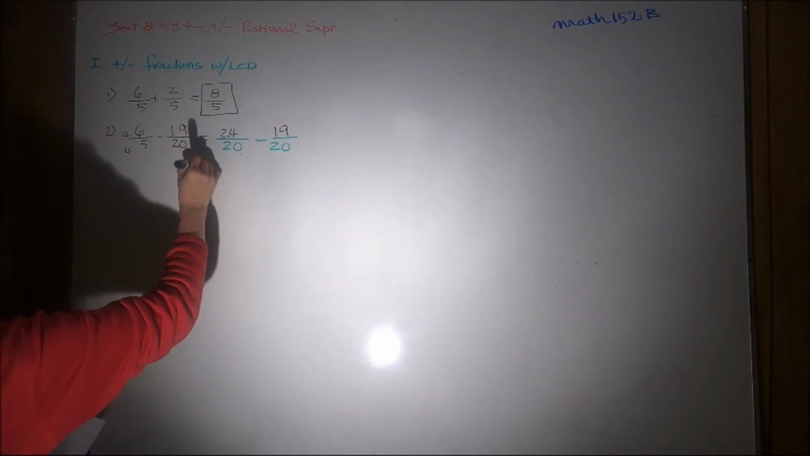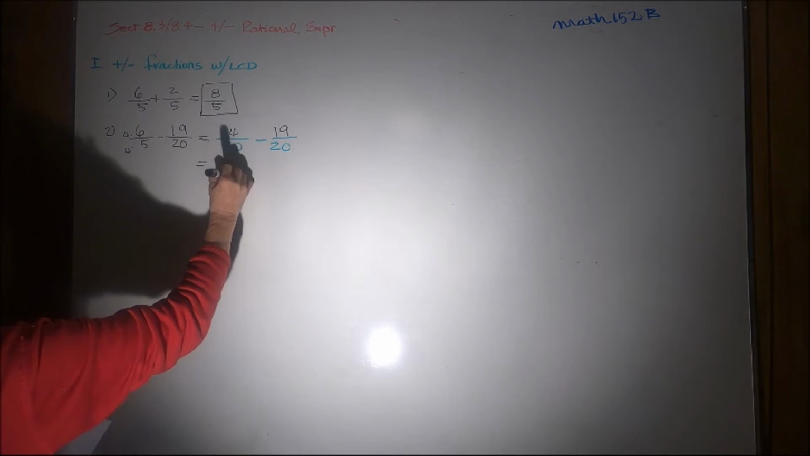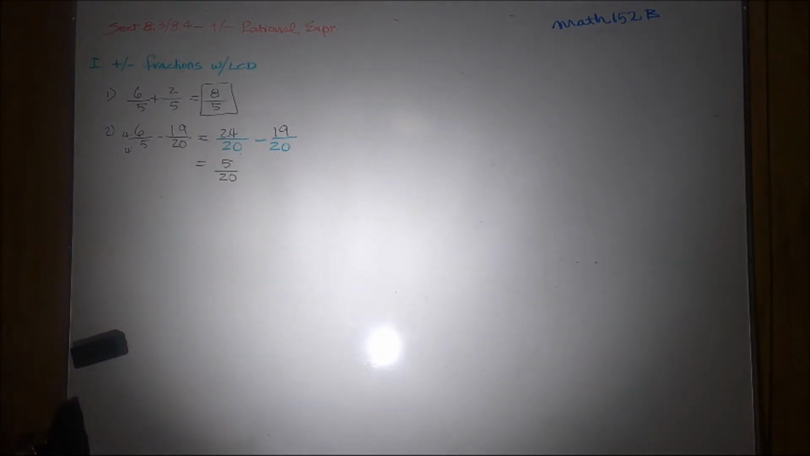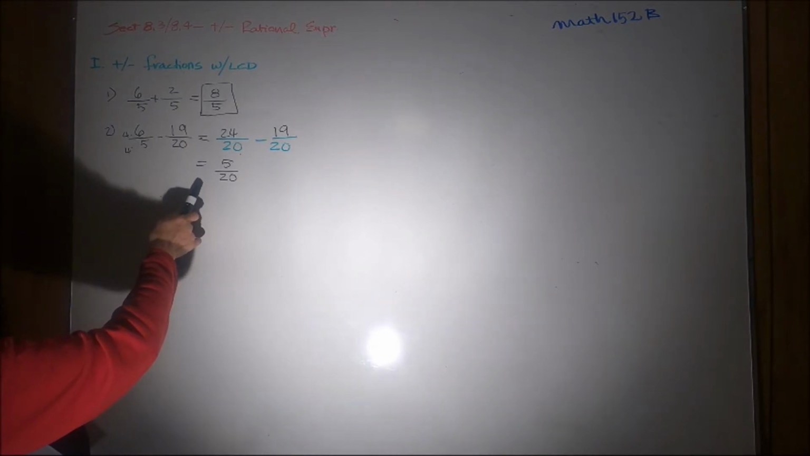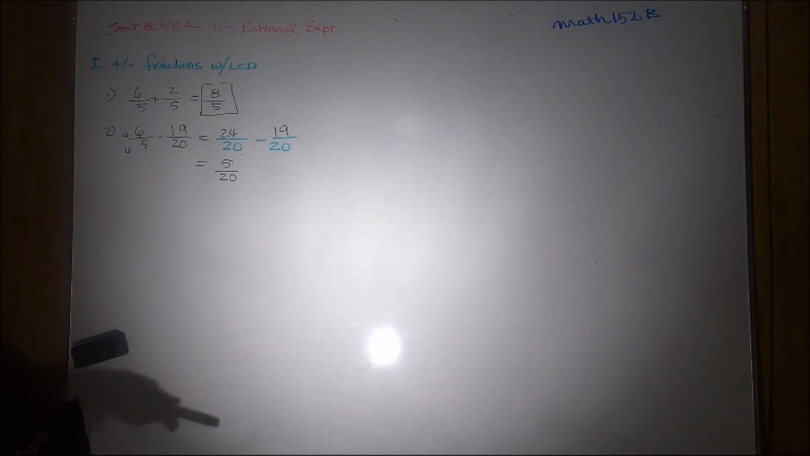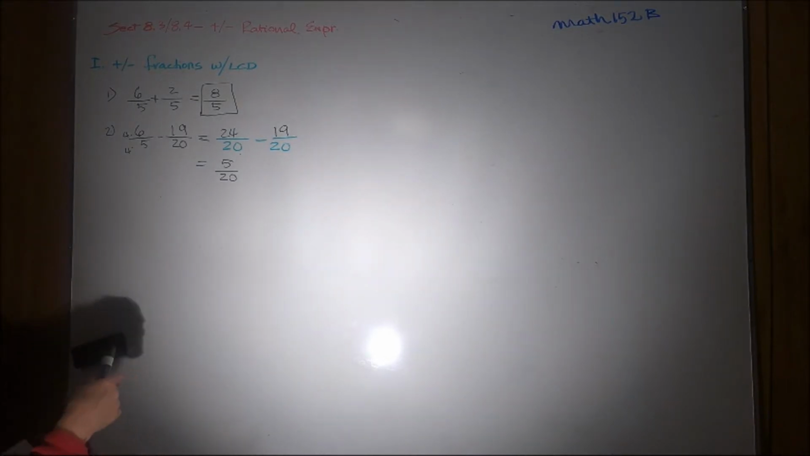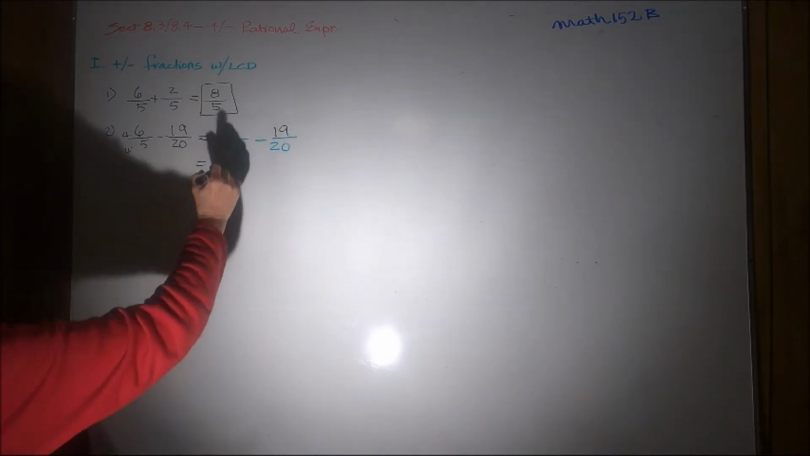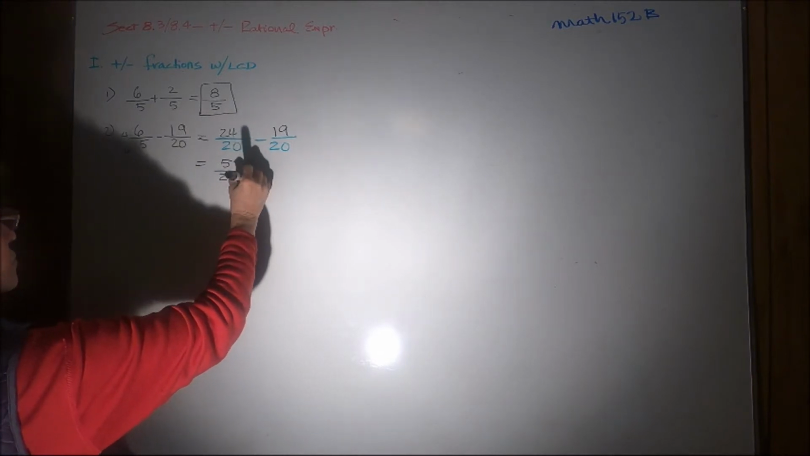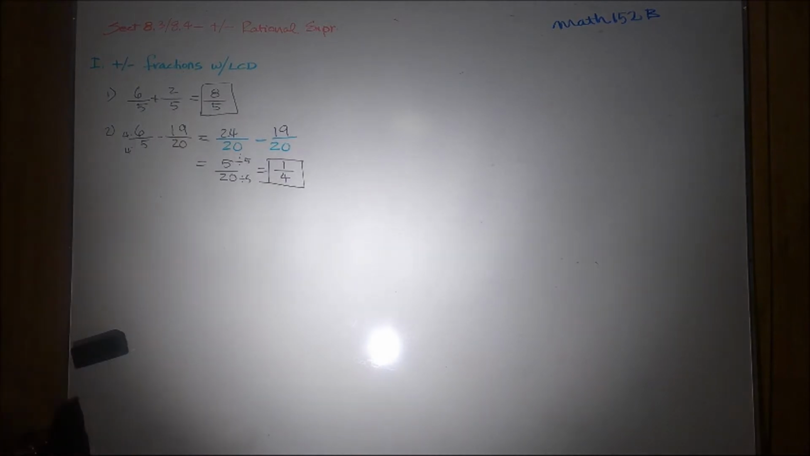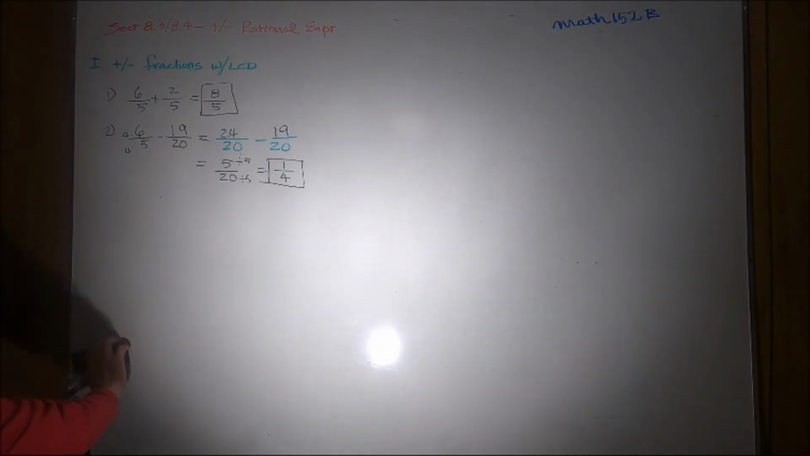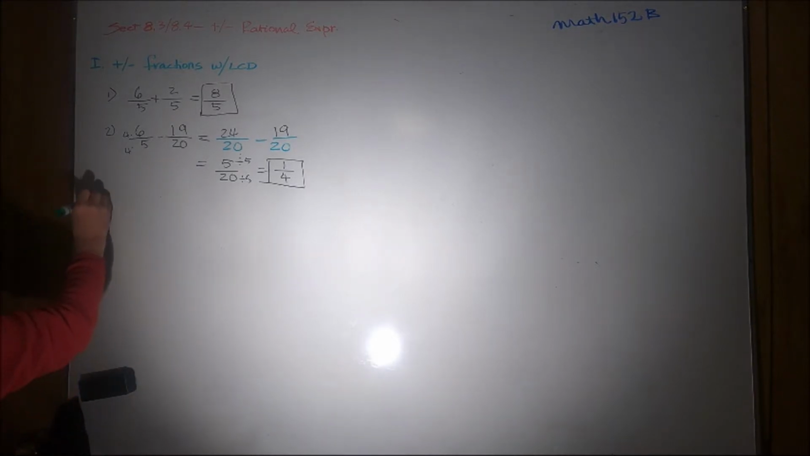So what do we have? Then you combine the numerators. So do we have the answer? Not quite. Why? Because the fraction should always be in the simplest form. So 5 can go into both, so your answer would be 1/4, right? So that's the numbers we are doing.